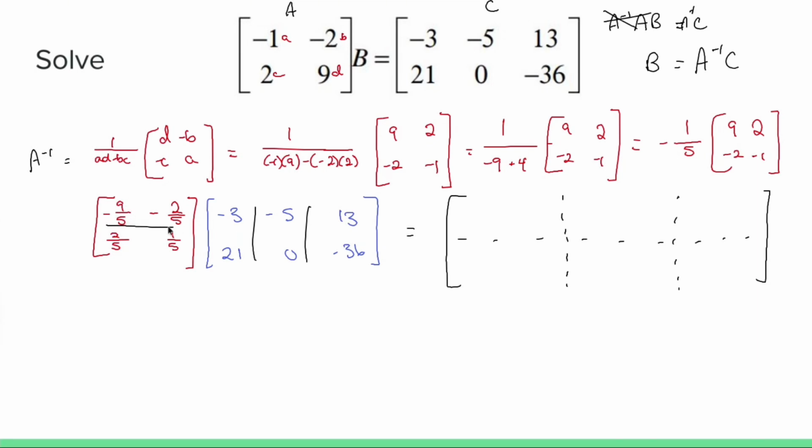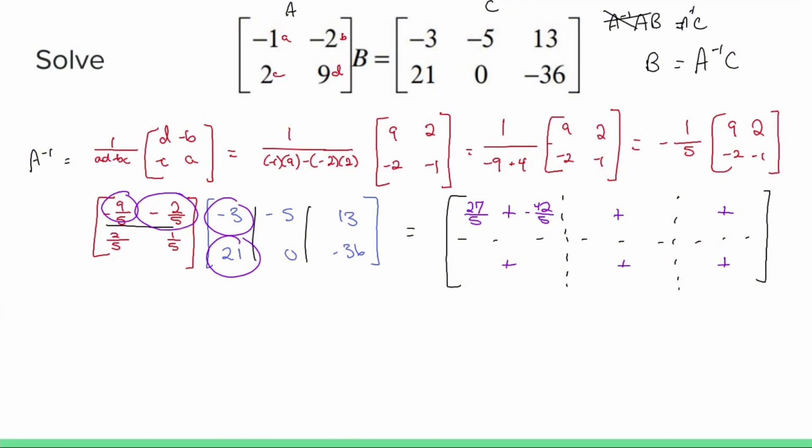Since I'm just doing an element times an element plus an element times an element, why don't I throw the plus signs there already, kind of get that out of the way so it's nice and clean and I don't have to do too much thinking and just have to plug the numbers in. And it's just a matter of element times element, element times element. So first row, first column, negative 9 over 5 times negative 3 is going to be positive 27 over 5. And negative 2 over 5 times 21 is going to be negative 42 over 5. Hopefully things simplify. And if not, they don't.